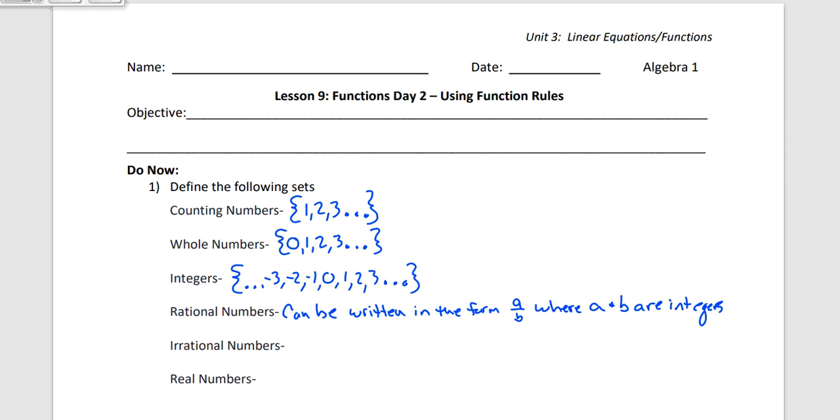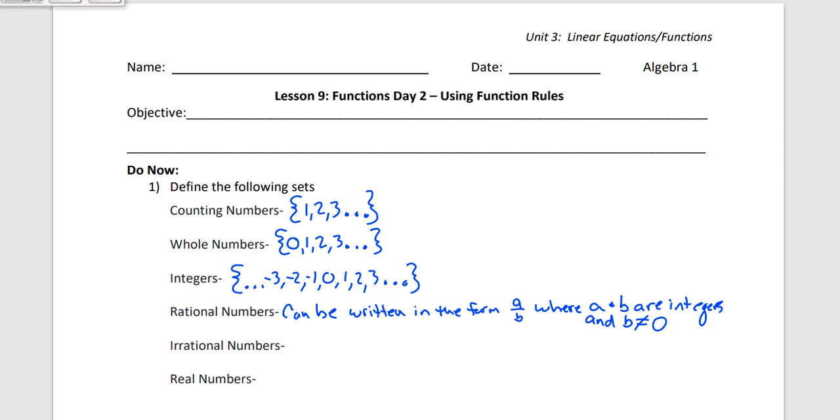And there's actually something else I'm going to say. So A and B are integers and B does not equal 0. Why doesn't B equal 0? Remember my shirt, right? It's all fun and games until someone divides by 0. We can't divide by 0. That would be undefined. So therefore, it's not a rational number.